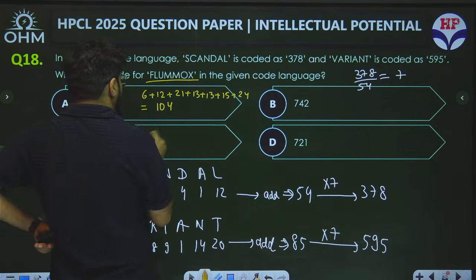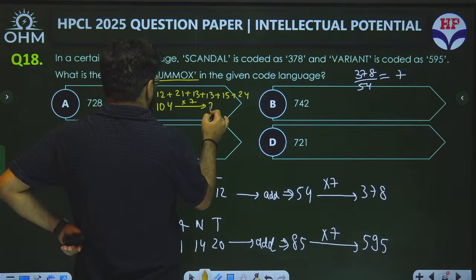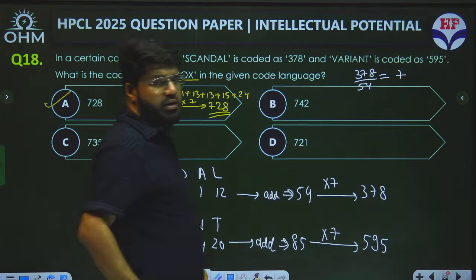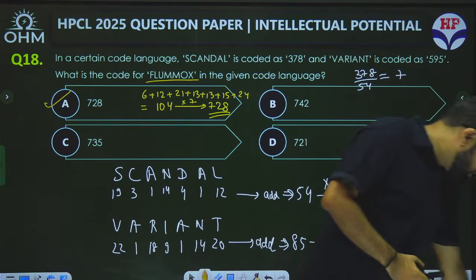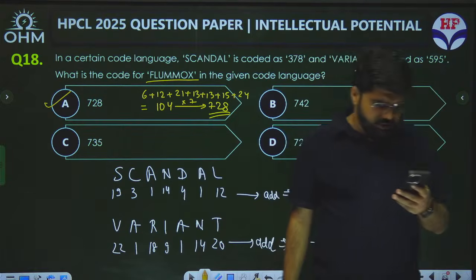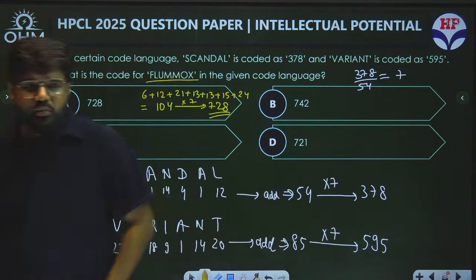Correct, 104. Okay, so now 104, when you do into 7, it is 728. 728, do I have the option? Option number A. 728 is what is there in the option also. Correct, C, what's up? 728. 728 is the correct one. Okay.